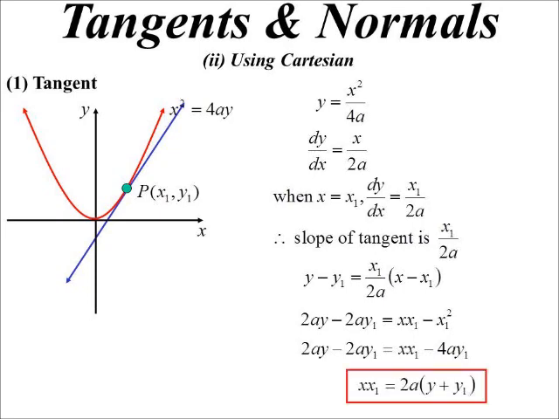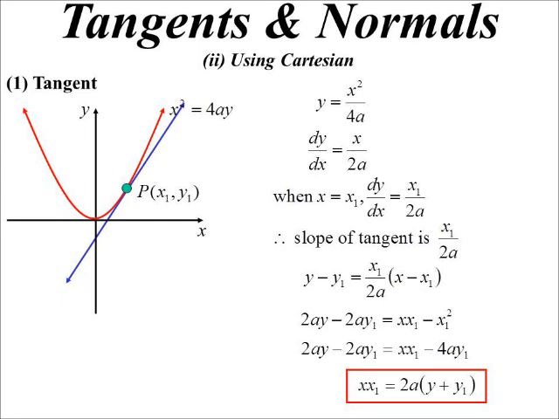And it looks a little bit strange, but there is some logic behind it. See, x x1 equals 2a, y plus y1. And the reason we put it that way is to highlight that's the equation of the parabola. If you look at it, the parabola is x squared equals 4ay. I've got x times x1, a point on the parabola.